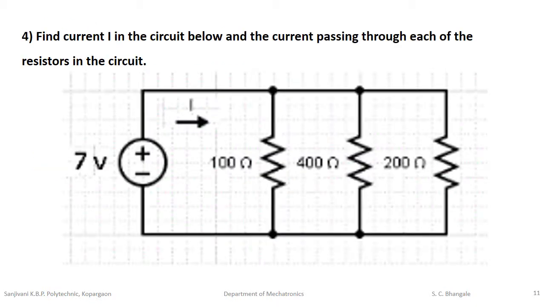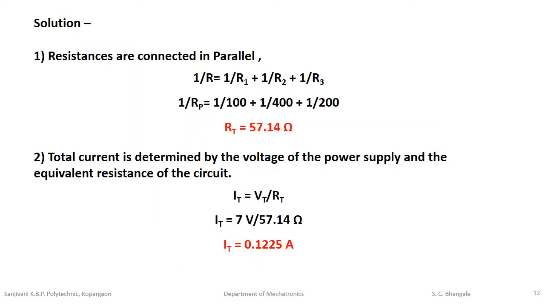If we go to another example: find the current I in the circuit shown below and the current passing through each of the resistors in the circuit. Again the voltage rating is given, 7 volt. We have to calculate the current flowing through each resistor. The resistor values are given as 100 ohm, 400 ohm and 200 ohm respectively. These three resistors are connected in parallel, so the currents flowing through the three resistors are different. First we will calculate the total resistance of the circuit.